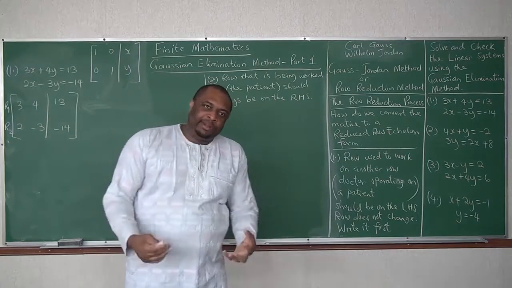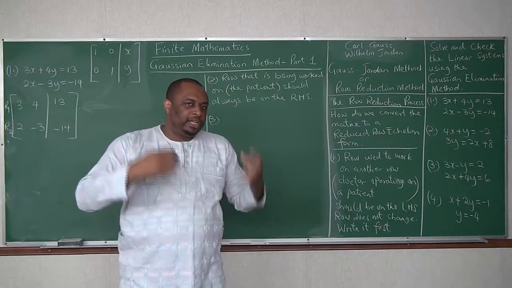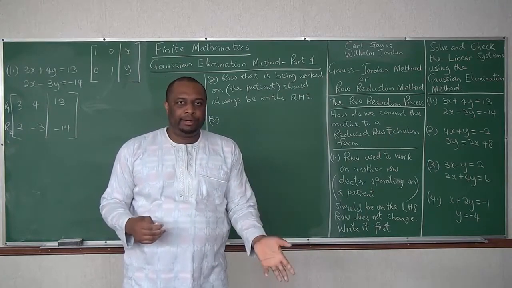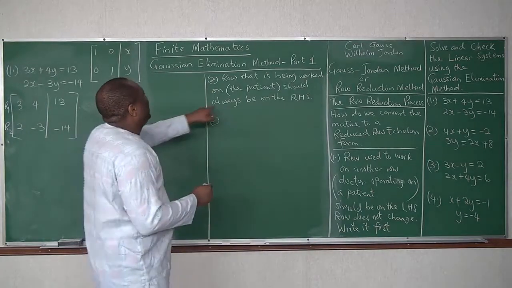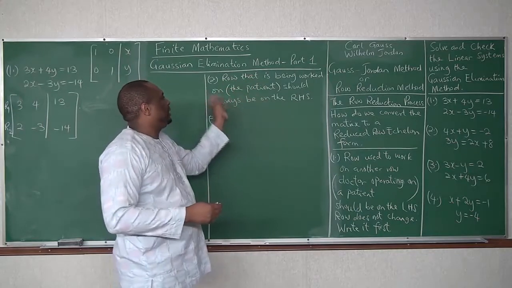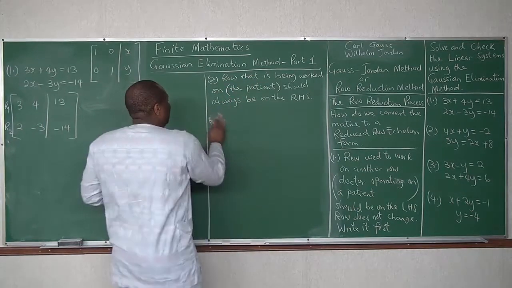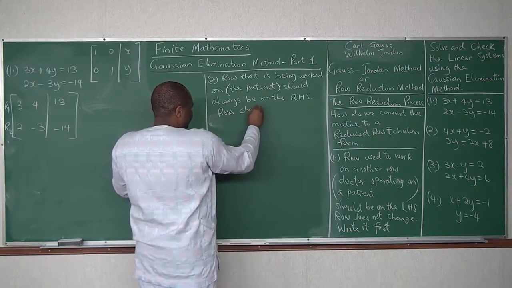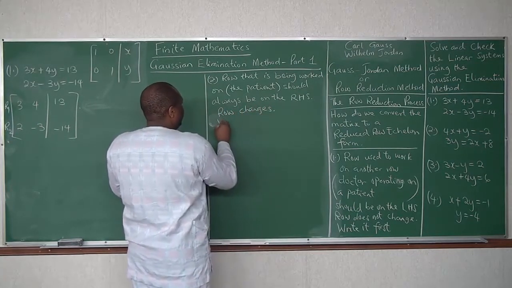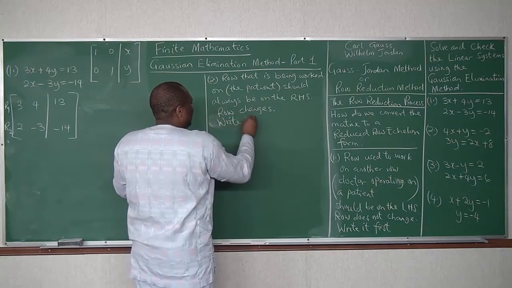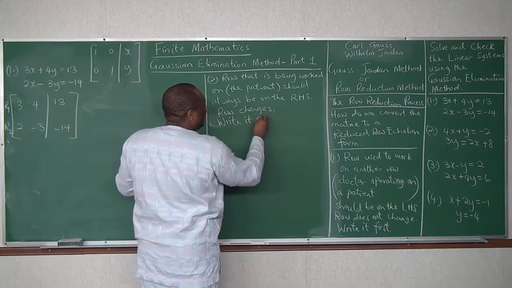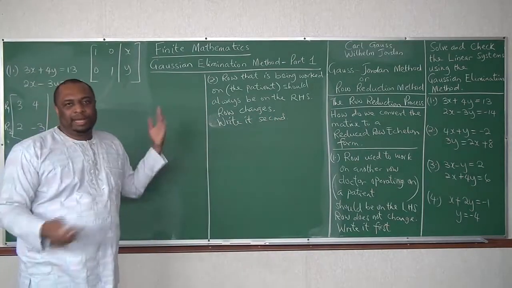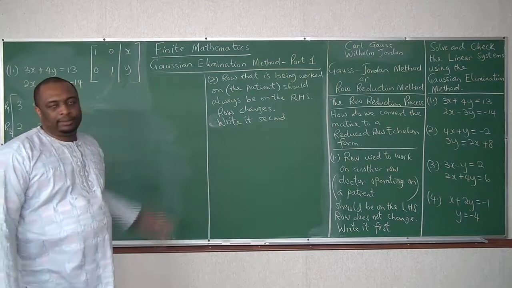The doctor is operating on the patient. The doctor does not change. It is the patient that changes. The patient that is being operated on changes. So the row that is being worked on, the patient, should always be on the right hand side. The row changes. Write it second. And we will see what I mean by writing it first and writing it second. I will show you.